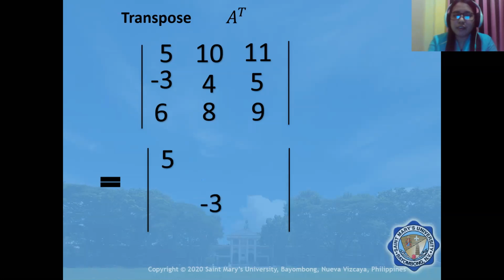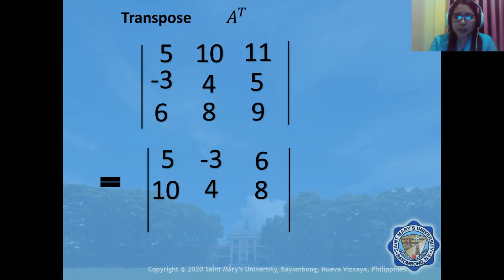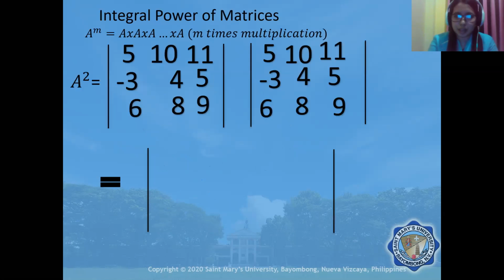So we have 5, negative 3, and 6. So this is the first column. It will be written in the answer as our first row because it is transposed. So 10, 4, 8 will be placed in our second row. And for the third column, 11, 5, 9, this will be placed in the third row. So we have 11, 5, and 9. So that's how to transpose a matrix.